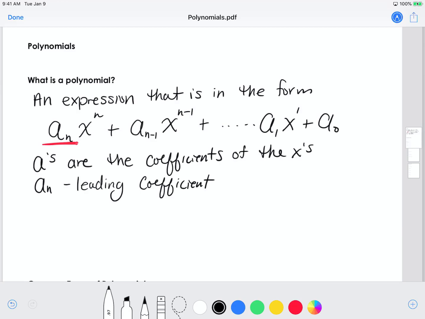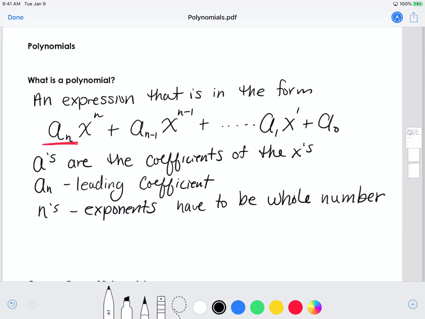Now, the n's are the exponents, and in order for this to be considered a polynomial, the exponents have to be something that is a whole number. In other words, you can't have exponents that are fractions or square roots or decimals. The exponents have to be a whole number, meaning 0, 1, 2, 3, 4, etc. Now, you can have exponents that are rational numbers or square roots. However, then it would not be considered a polynomial.